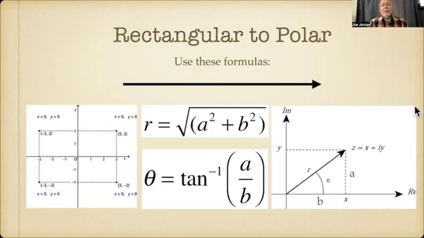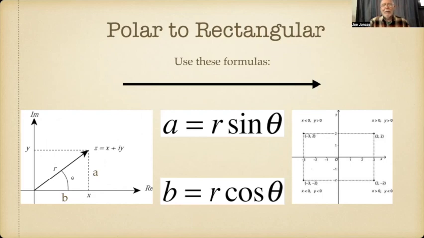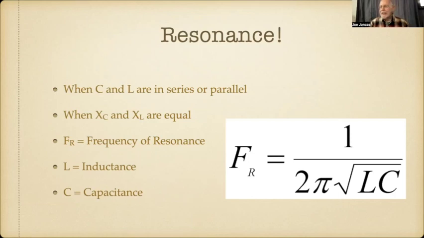Now you can convert from rectangular to polar this way through these formulas, which we went over last week, or we can go from polar to rectangular just by doing this. If you've got a scientific calculator, and most phones have those, you can perform these functions pretty easily. If you just sit down and start playing with your calculator, pretty soon you'll figure out how to do it. That's how I figured it out. So anyway, resonance.